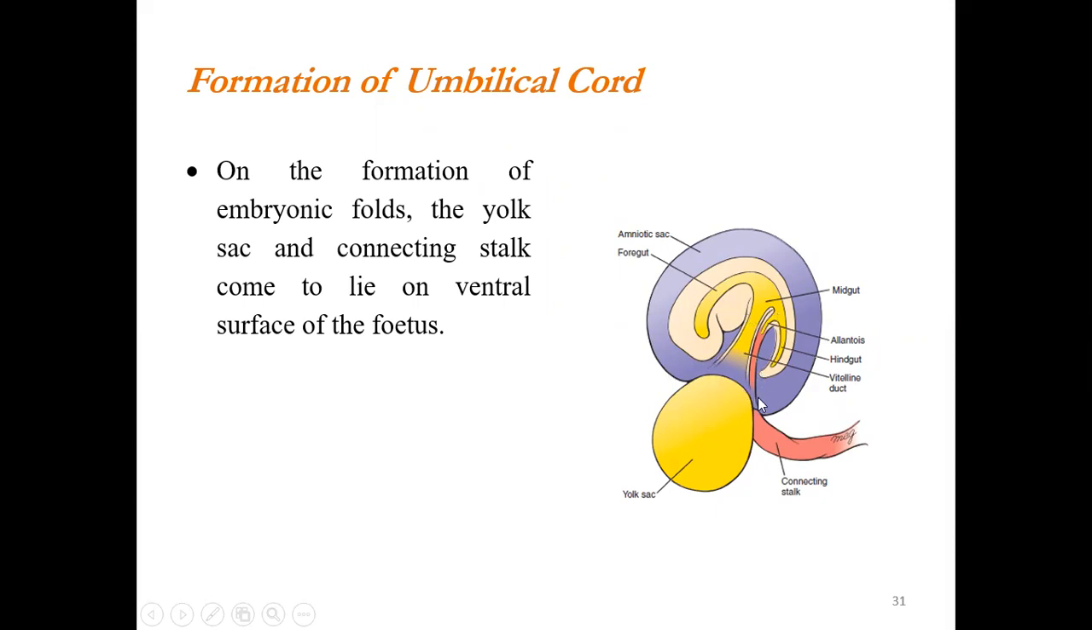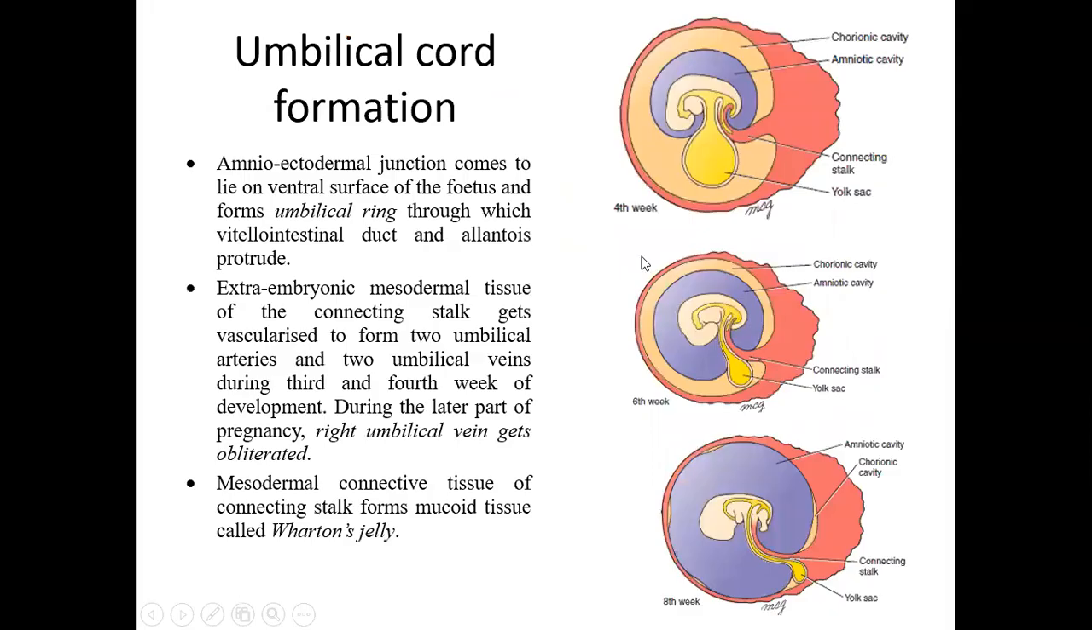Later on there was allantois formation also. On the formation of embryonic folds, the yolk sac was also taken inside by the embryo because of the cephalocaudal folding and the two lateral folds. The connecting stalk comes to lie on the ventral side. Because of this fold, the connecting stalk and the yolk sac come to lie on the ventral surface of the fetus, and also because of this folding, the amniotic cavity is encircling the whole of the fetus.